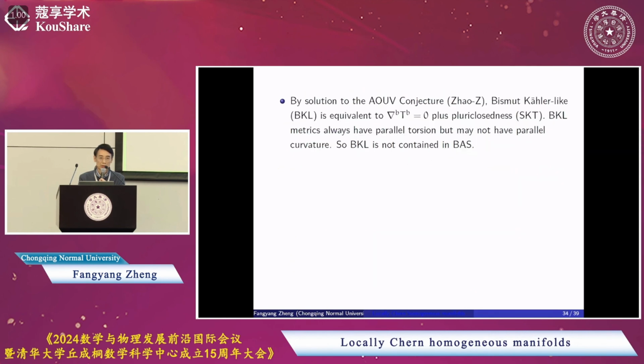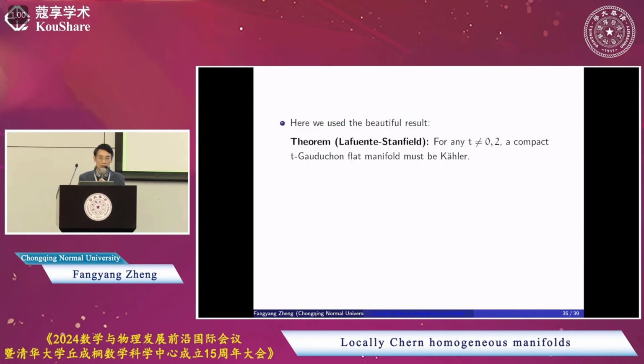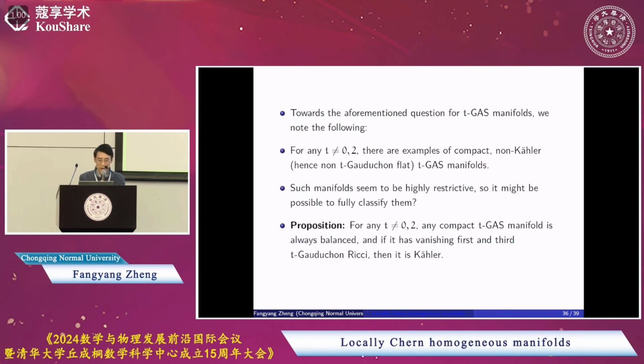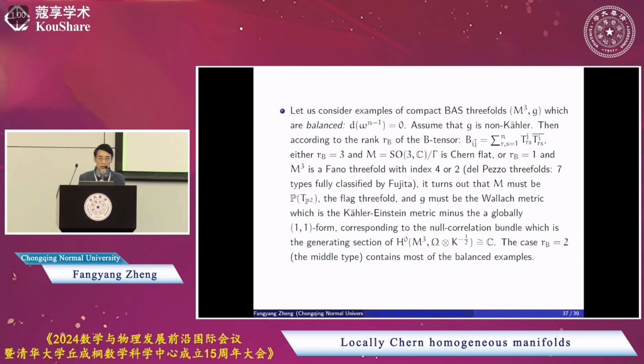Here let me skip the discussion on the Gaussian case. Let me mention one example. These BAS manifolds, if you consider three-dimensional ones, they can be balanced, unlike the BKL ones. BKL ones are always non-balanced unless they're Kähler. So the balanced ones are particularly interesting.